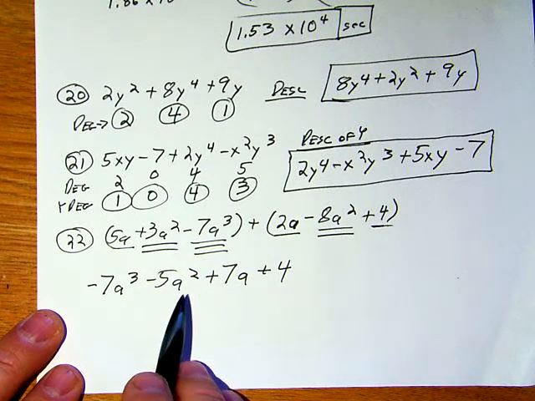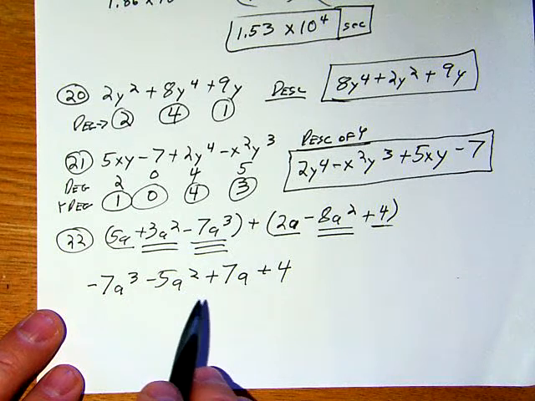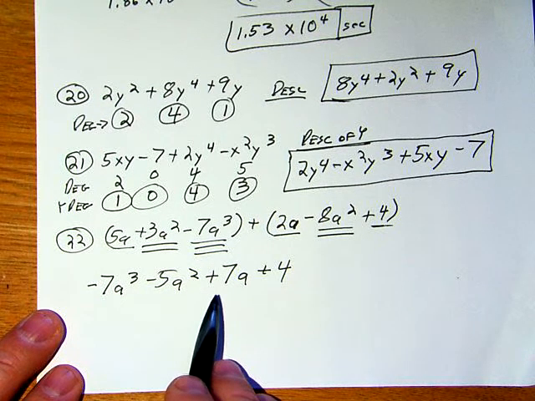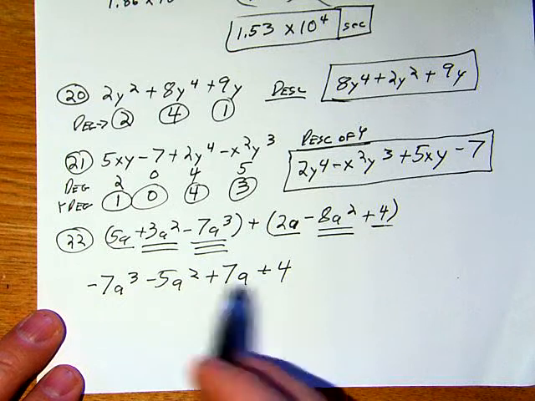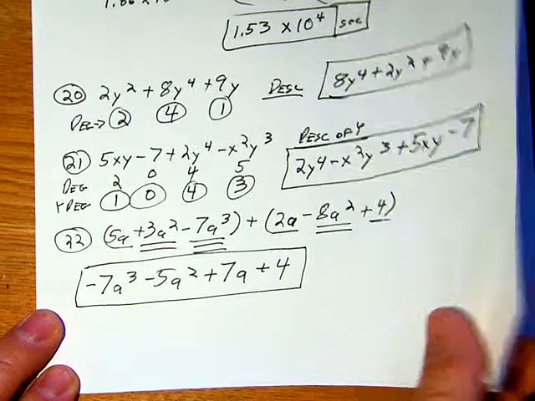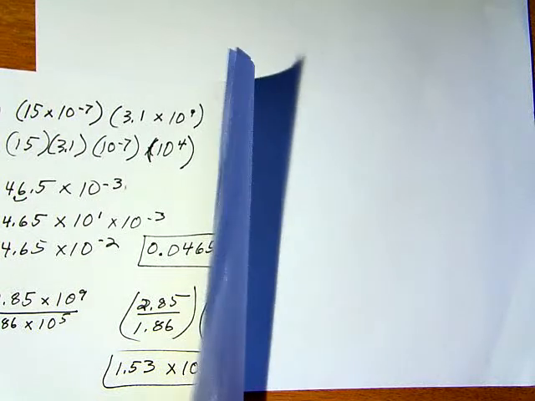So negative 7a cubed minus 5a squared plus 7a plus 4. Yep, and that is the right answer. Alright, let's try number 23.